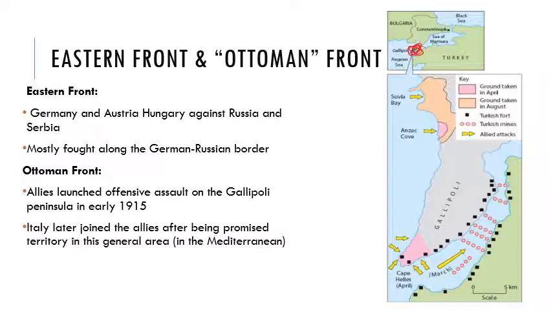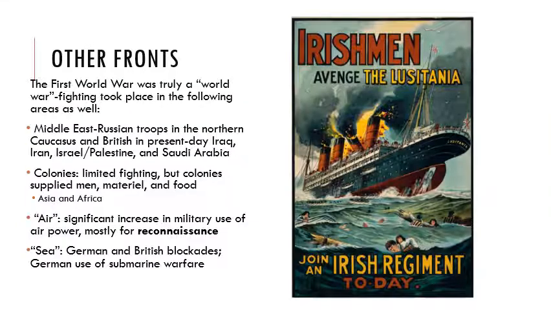Here we're almost crossing into modern-day Turkey. They launched an offensive in 1915. So it took a while, and then Italy later joined the Allies after they were promised territory in this general region, in the Mediterranean Sea area. You also had a couple other fronts that I'll get to really quickly. It truly was a world war. Fighting took place in all of the following areas.